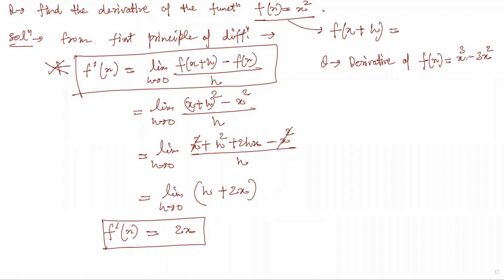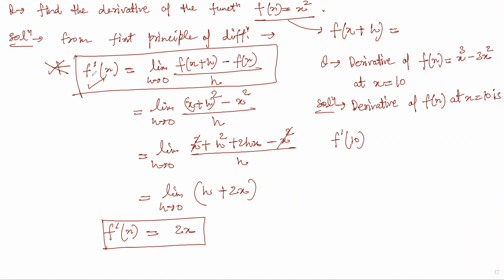So derivative of f x is equals to x cube minus 3x square at x is equals to, let's say, 10. Then again, same procedure. You just have to put x is equals to 10 in this formula. So what you can say is derivative of f x at x is equals to 10 is f dash 10. So I'm just replacing x with 10 here, guys. Remember this.